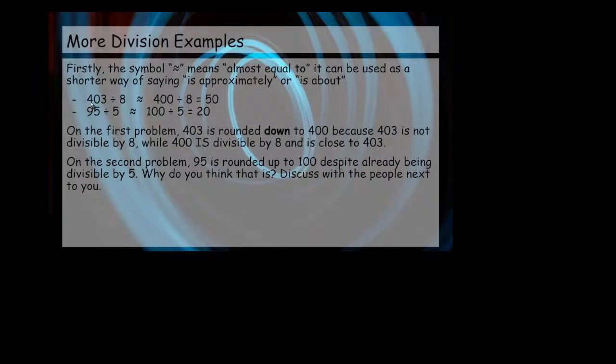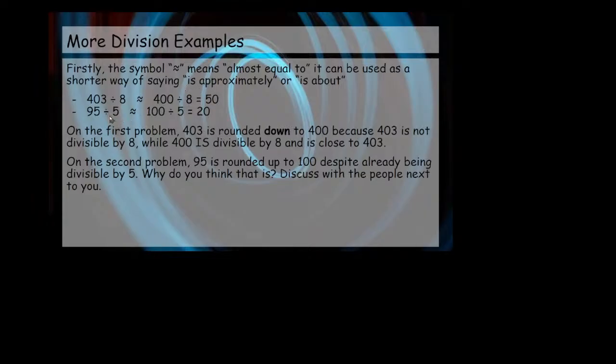Here, 403 divided by 8, and you need to practice saying this. It is approximately 400 divided by 8 equals 50. 403 got rounded down to 400 because 400 is divisible by 8. And when it's divided by 8, it equals 50. So that means 403 divided by 8 is approximately 50.